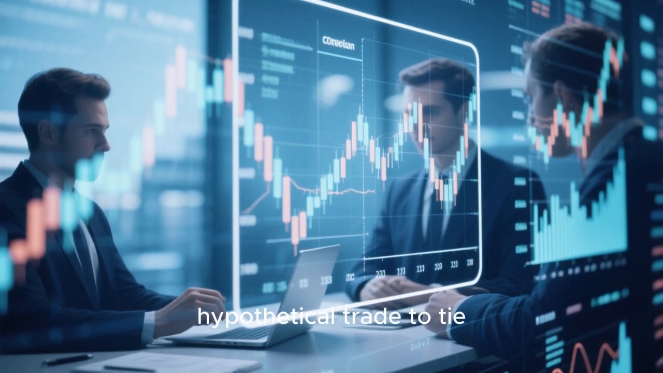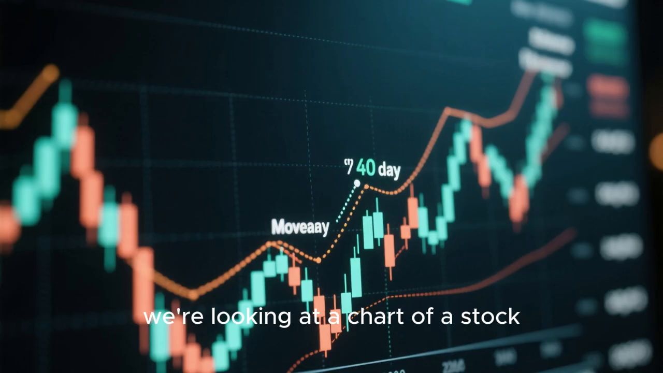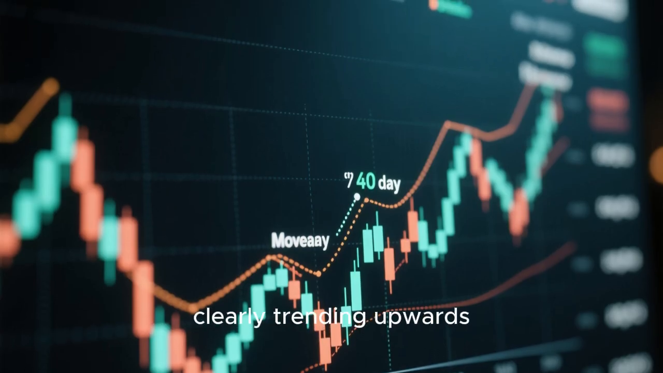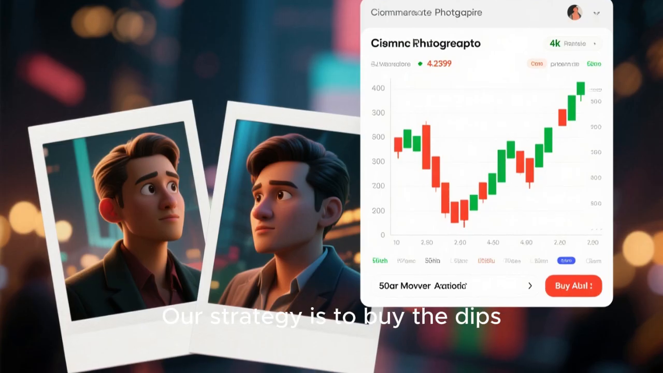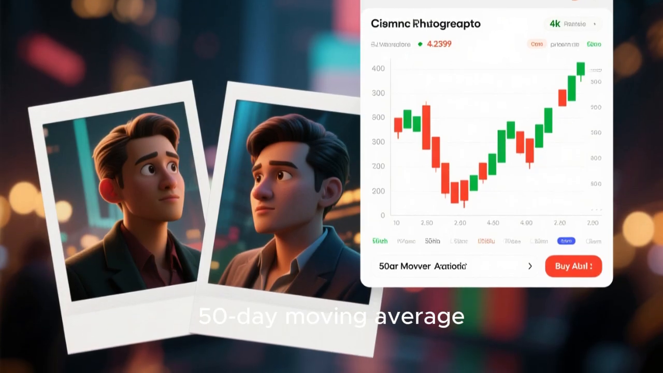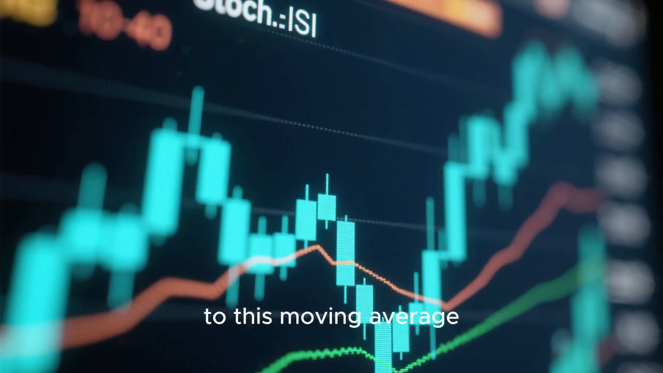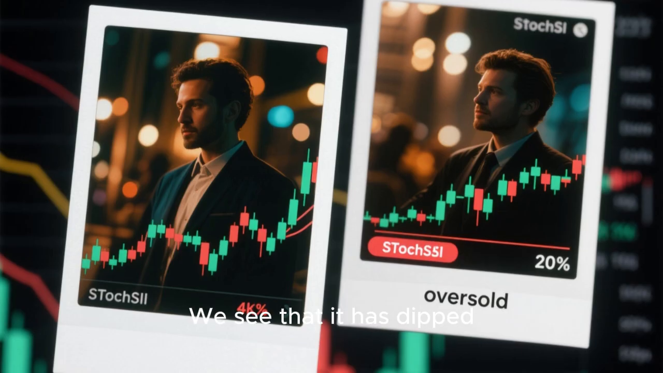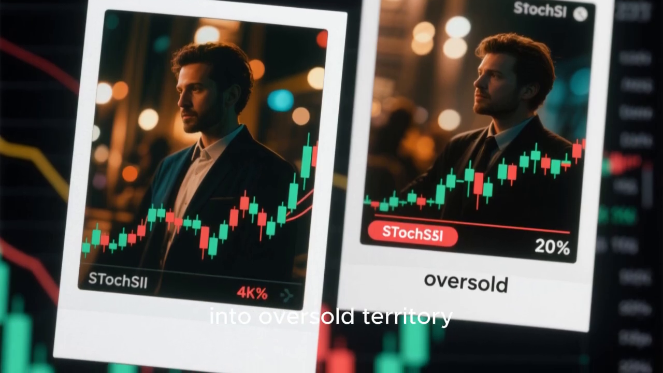Let's walk through a hypothetical trade to tie it all together. Imagine we're looking at a chart of a stock, and the 50-day moving average is clearly trending upwards, telling us we're in a medium-term uptrend. Our strategy is to buy the dips. We wait for the price to pull back towards the 50-day moving average. As the price touches or gets close to this moving average, we glance down at our Stoch RSI. We see that it has dipped below the 20 level into oversold territory.